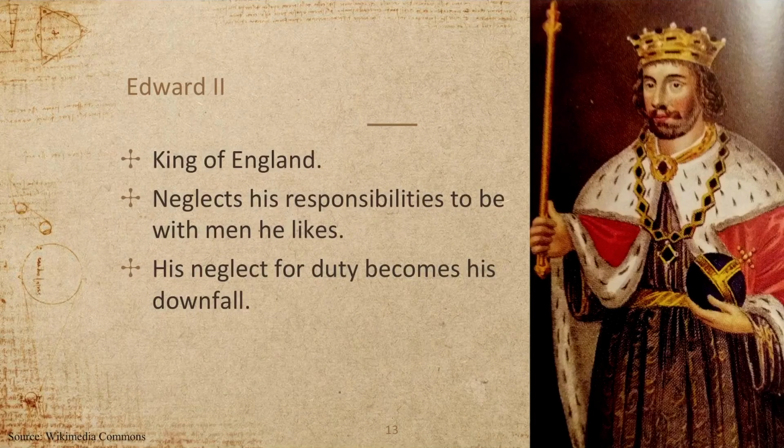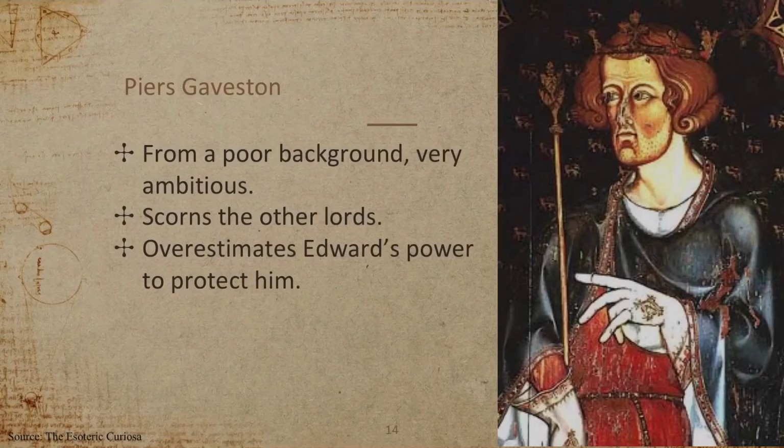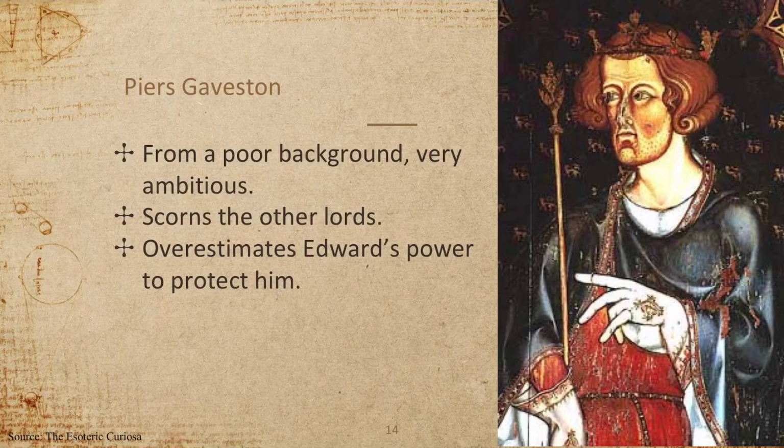Now, when it comes to the key characters, the first, of course, is Edward II. He is the King of England in the play. However, we find that he neglects his responsibilities to be with the men he likes and to fulfill his homosexual desires, and this therefore weakens his power and influence within his kingdom. Therefore, his neglect for his duty as a king is his hamartia, it's his flaw, and this therefore becomes his own downfall.